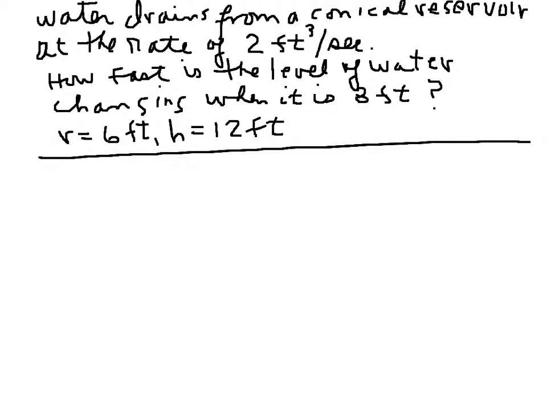Alrighty, so here's a typical related rate type problem. Here's what we're told. We're told that water is draining from a conical reservoir, tipped down, at the rate of 2 cubic feet per second. And the question is, how fast is the level of water changing when it's 8 feet high? And we're told that the radius is 6 and the height is 12. So let's make a little sketch here.